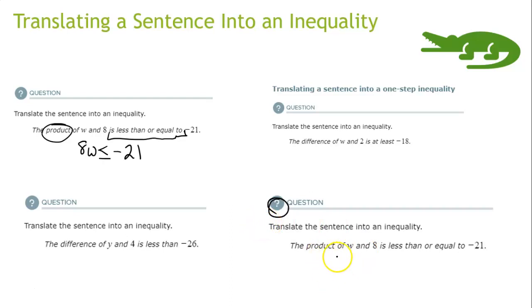That's actually a typo on my part. You should have noticed that it's exactly the same thing as the one we just did. The product of 8 and W is less than or equal to -21. Sorry about that. Let's do this one.